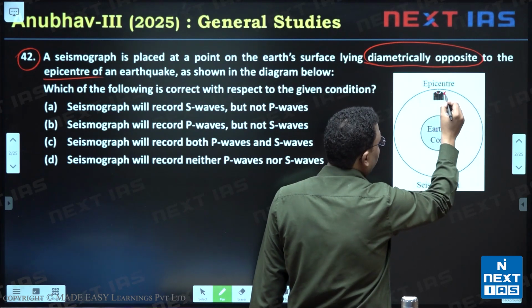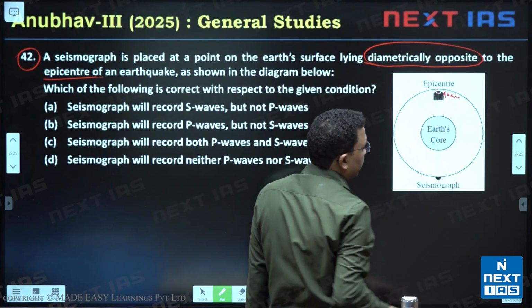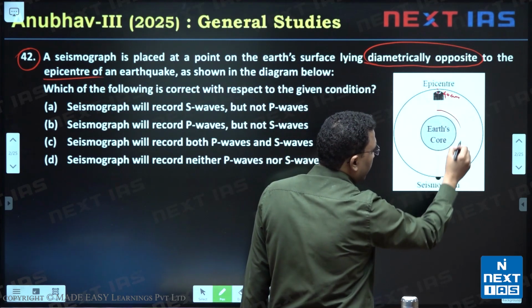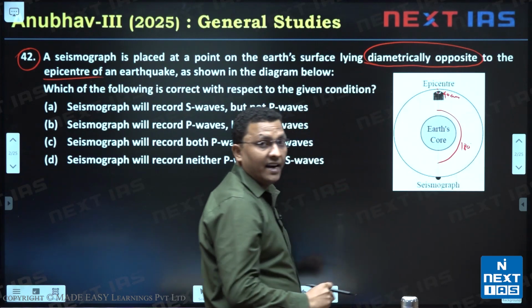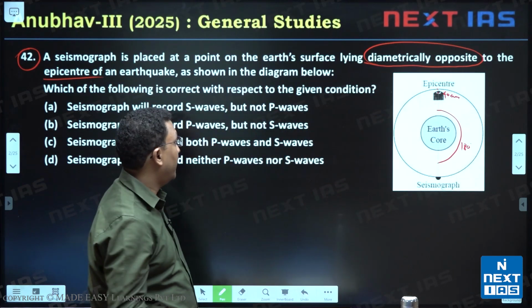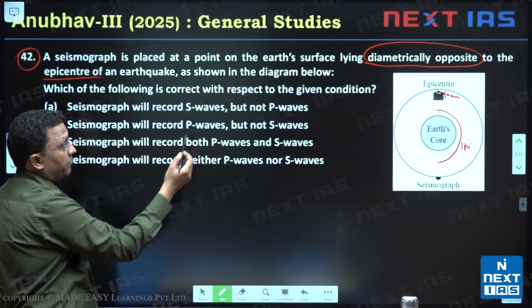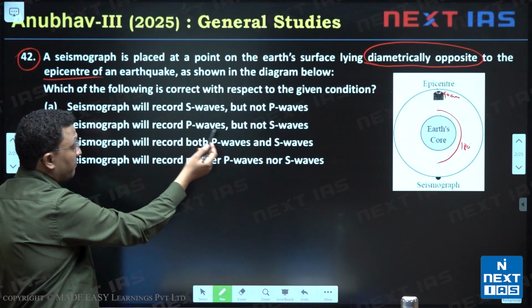So this will be the focus, right above it this will be the epicenter, and the seismograph has been placed here, exactly diametrically opposite. So this will be making an angle of 180 degrees from the epicenter, right? And the question is asking which of the following is correct with respect to the given condition. The seismograph will record S wave, P wave.